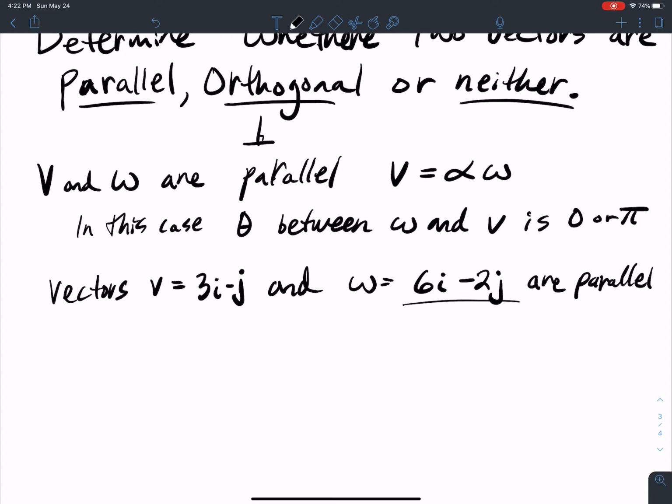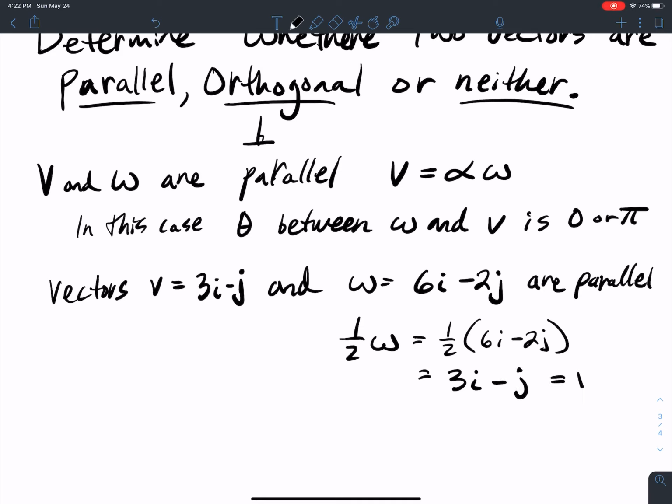Well, how do I make this one look like the first one? Well, if I multiply 1/2 times w, I get 1/2 times 6i minus 2j, which equals 3i minus j, which is equal to v. So 1/2 w equals v. So alpha, my scalar here, is 1/2. Okay?